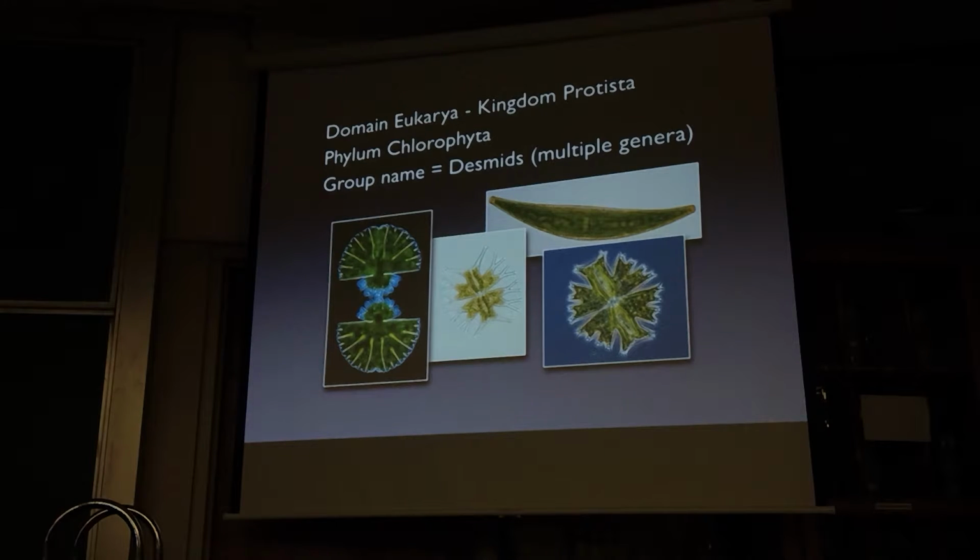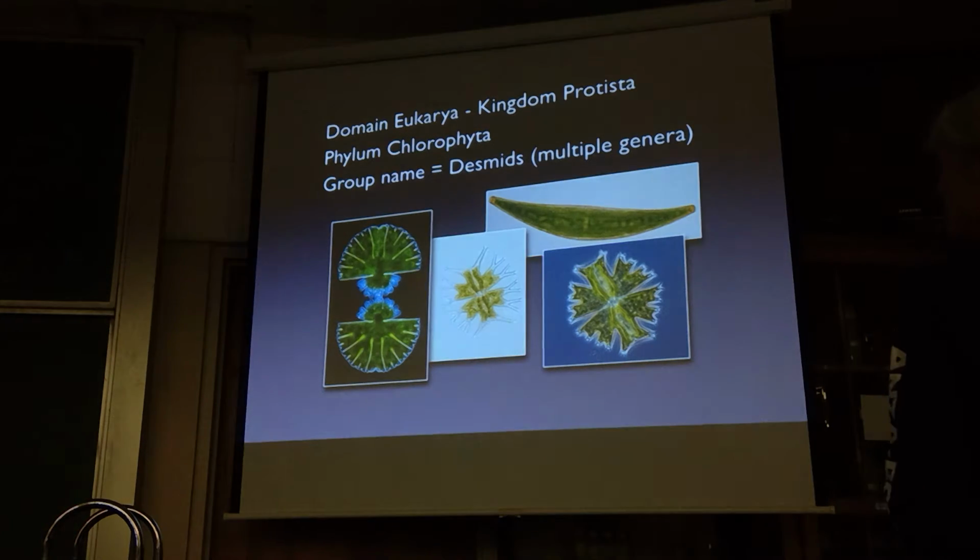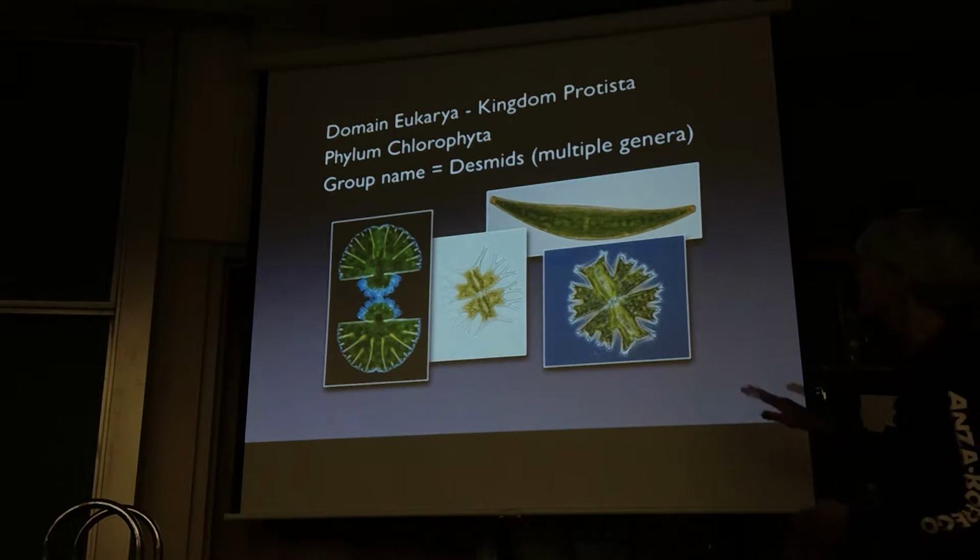So this is the group. As I said, desmid is a group name. It's not a genus name. There are multiple different algae that are desmids, and here you see them, different shapes. What's characteristic about desmids is the cells tend to form a mirror image pair.